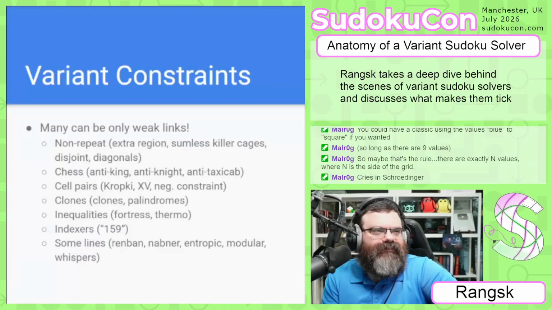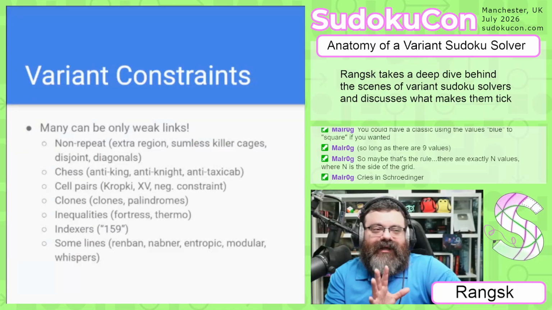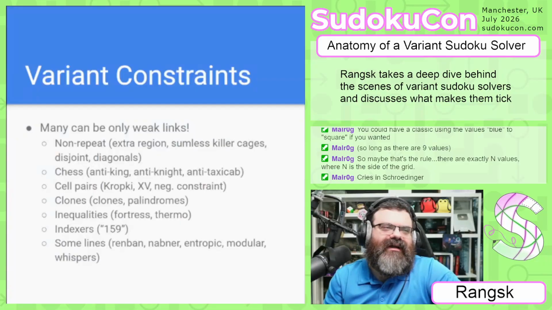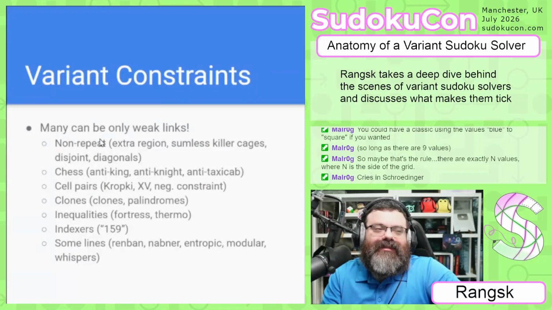Okay, great. So let's talk about some variant constraints. Many of them, and some you'd expect, some you might not expect, can be encoded completely with weak links. So let's talk about that. Anything that's non-repeat is just the same as classic Sudoku. We're just doing more of it, right? So an extra region, a sumless killer cage, which is similar to an extra region, disjoint groups, diagonals like Sudoku X, anything that's non-repeat can be encoded completely with weak links.